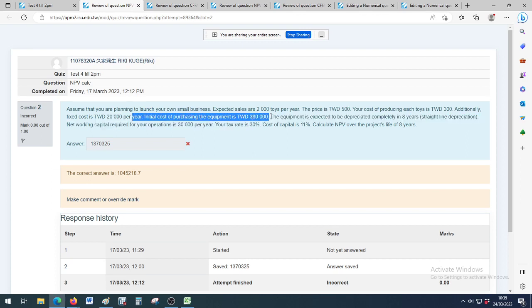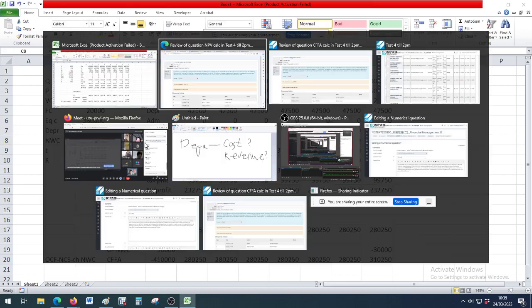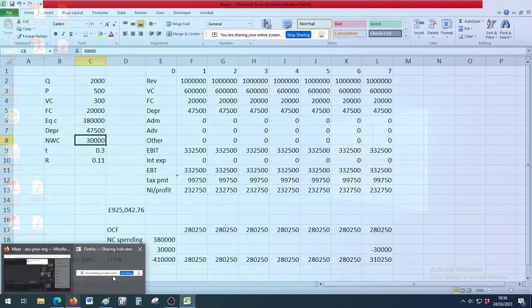Equipment purchased for 380,000. The equipment is expected to be depreciated completely in 8 years, straight line depreciation. So all the way down to 0 because it's completely in 8 years. So depreciation every time 1/8. So it seems to be correct. Depreciation is this value divided by 8. Okay, net working capital 30,000. Tax rate is 30%. NPV 11%.